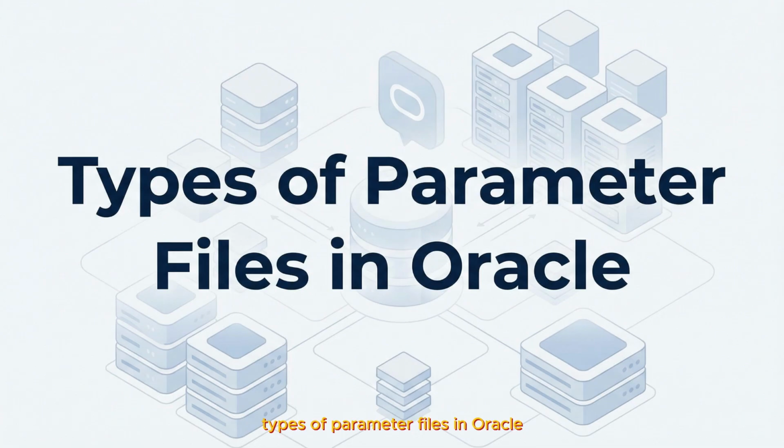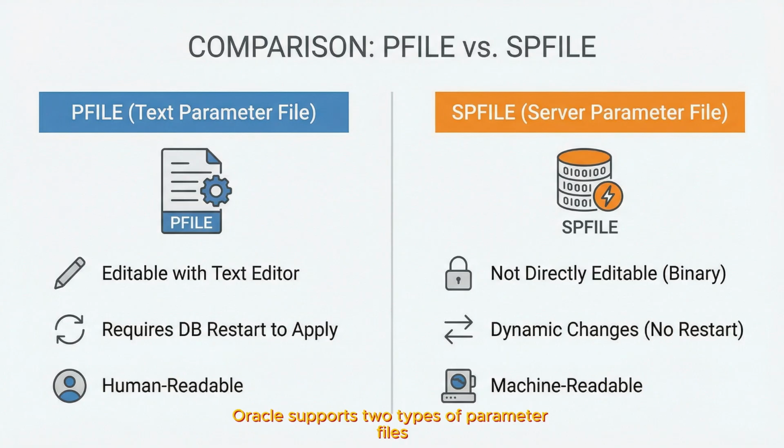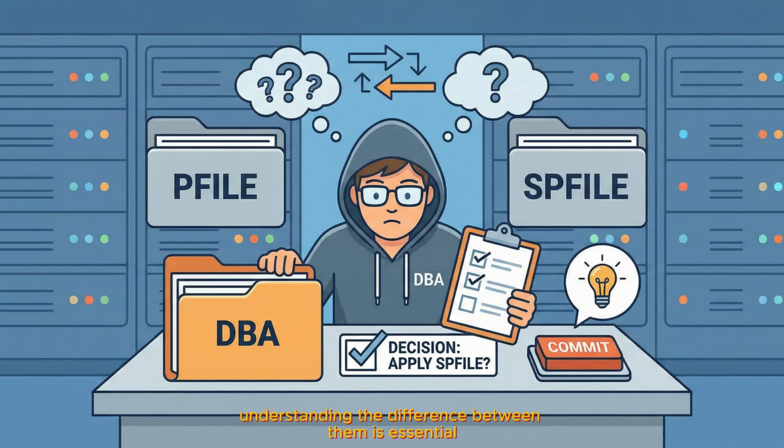Types of parameter files in Oracle. Oracle supports two types of parameter files: PFILE and SPFILE. Understanding the difference between them is essential.